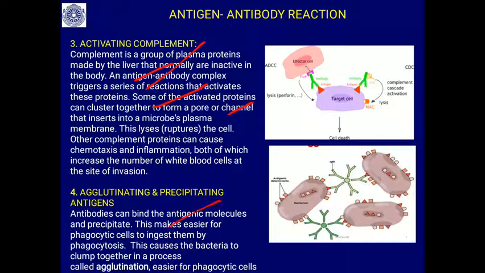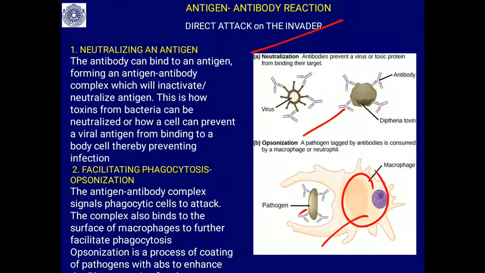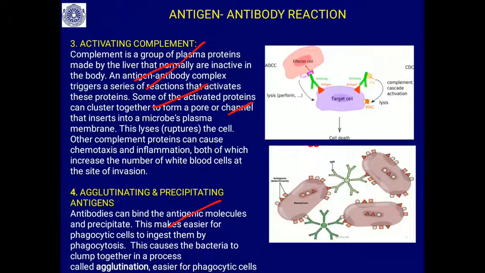Then agglutination, you can see the bacterial cell. The bacterial cells get agglutinated by the binding of IgM. So that makes it easier for phagocytic cells to ingest and phagocytize them. This causes the bacteria to clump together in the process called agglutination, so it will be easier for phagocytic cells to recognize them.